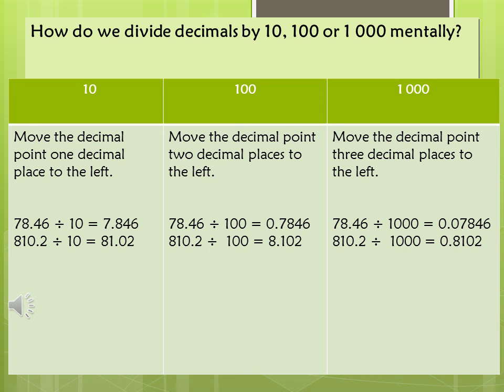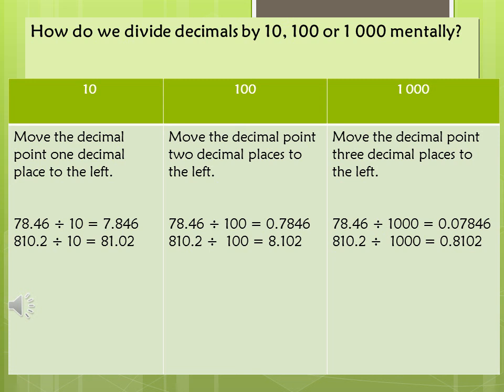Sa example natin, 78 and 4600 divided by 10. So, i-move nyo ng isang decimal place ang decimal point. So, mula dun sa decimal origin ng kanyang decimal point, i-move nyo siya na going to the left. So, ang magiging sagot nyo ay 7.846 or 7 and 846 thousandths.